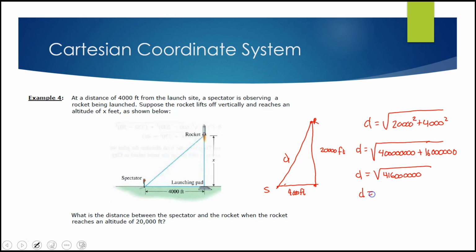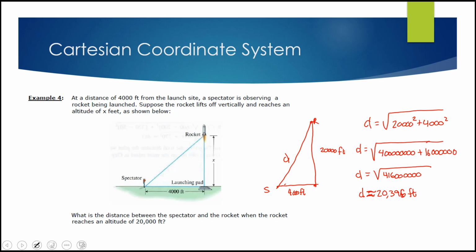And I take the square root of that. I do actually get 20,396 feet approximately, somewhere in that neighborhood. 416 and 6 zeros is not a perfect square, I don't believe. Let me do a quick calculation here. No, it's actually like 20,396.078, so it's pretty close. But that's the distance between the rocket and the spectator at that point.